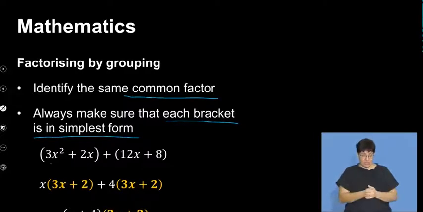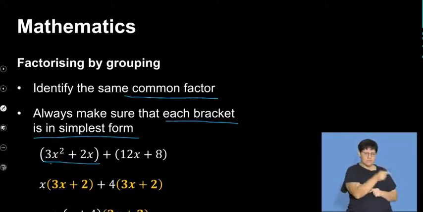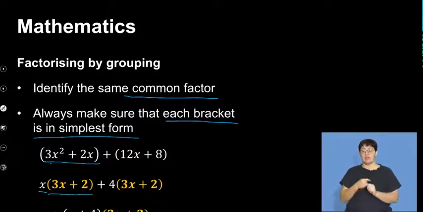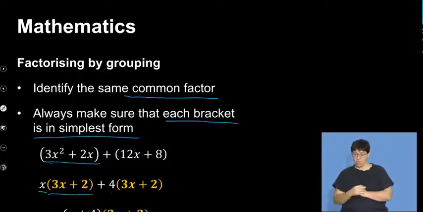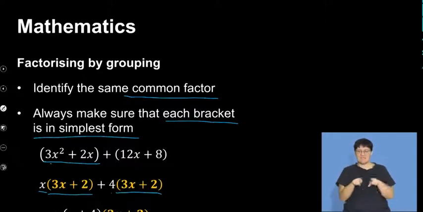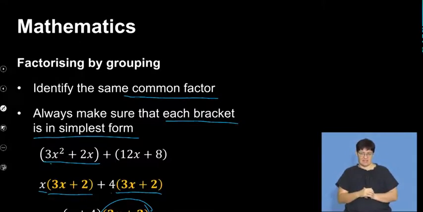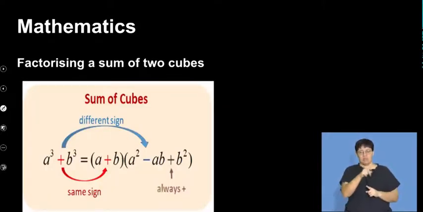The common factor of the first one here will be just x, and then in the brackets I will have 3x plus 2. The common factor of the second one will be 4, and I will be left with 3x plus 2. And you can already see that that will then be my common factor as well, the 3x plus 2. Hence, when I factorize this, it will give me x plus 4, 3x plus 2. And that's how you factorize using what we call grouping.